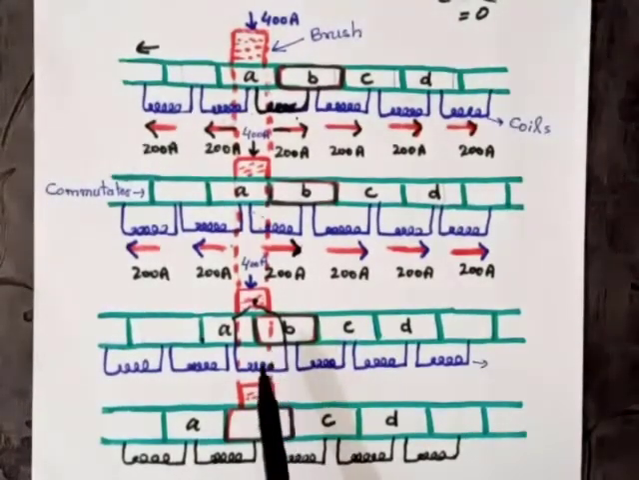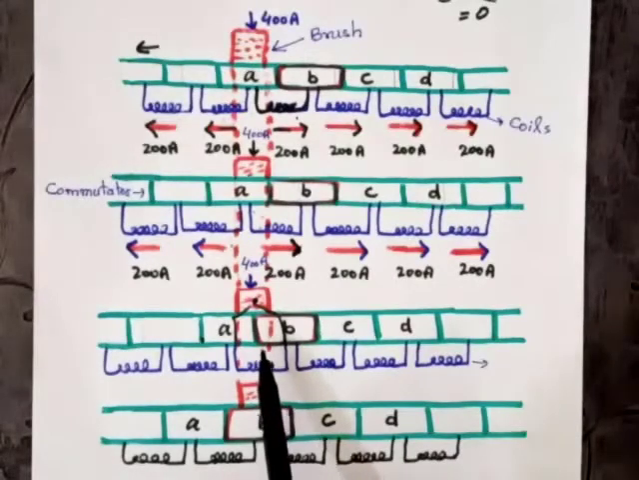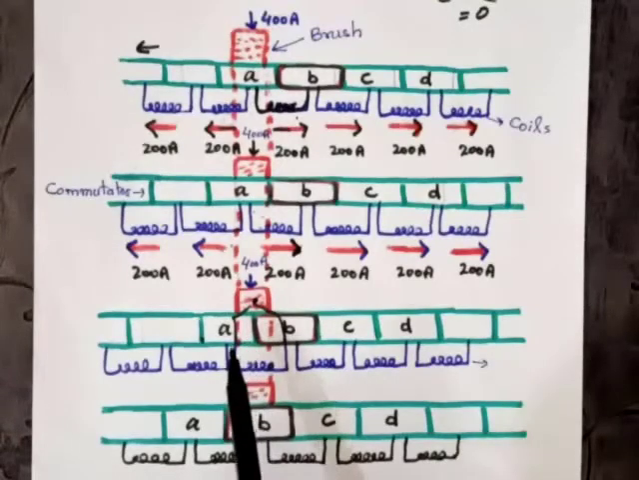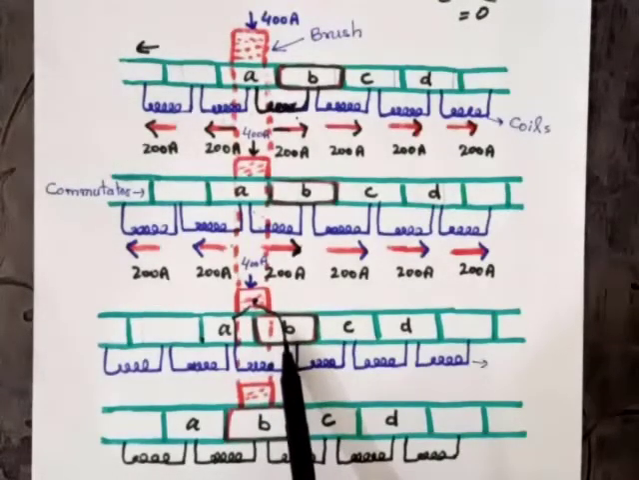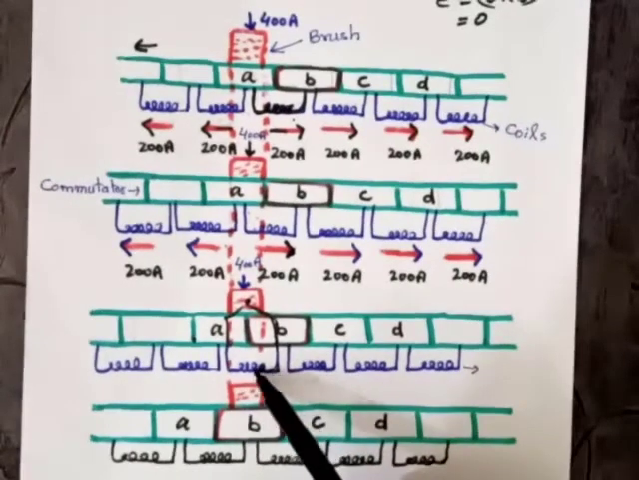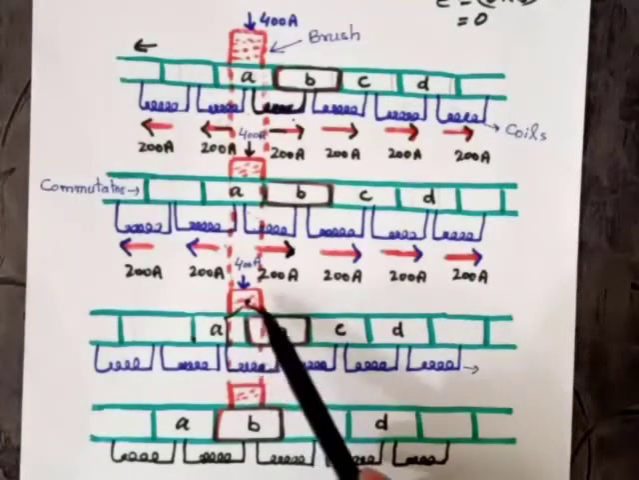Now let us see what happens here. Now as you can see at this point, when the commutators A and B are both connected with the brushes, you can clearly see there is a path here, starting from that point and connecting like this. As you can see in this case, there is a path here, starting from here and connecting like this. So there are conducting paths like this, as you can see in this figure.